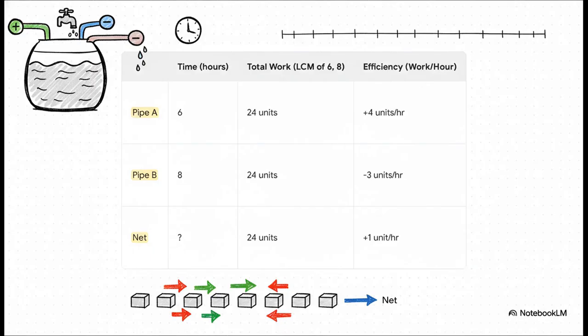Okay, the LCM of 6 and 8 is 24. So our total work is filling 24 units. Pipe A's efficiency is 24 divided by 6, which is plus 4 units per hour. Pipe B, on the other hand, is emptying, so its efficiency is 24 divided by 8, which is minus 3 units per hour. So what's the net effect? Plus 4 minus 3? They're only making progress at a rate of 1 unit per hour. So to fill all 24 units, it's going to take 24 hours.